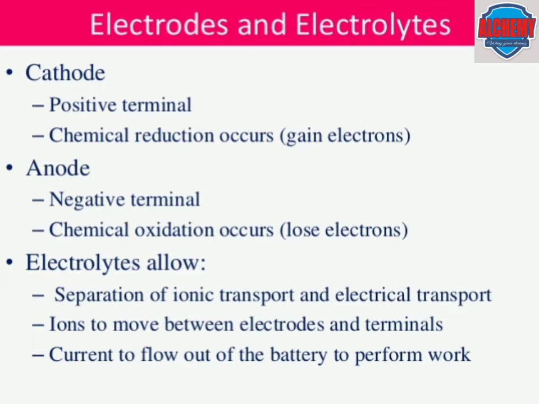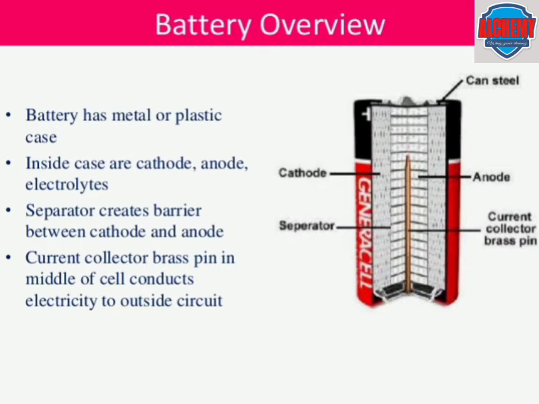The functions of the electrolyte are: it allows the separation of ionic transport and electrical transport, ions to move between electrodes and terminals, and current to flow out of the battery to perform work. This is the basic overview of a battery.